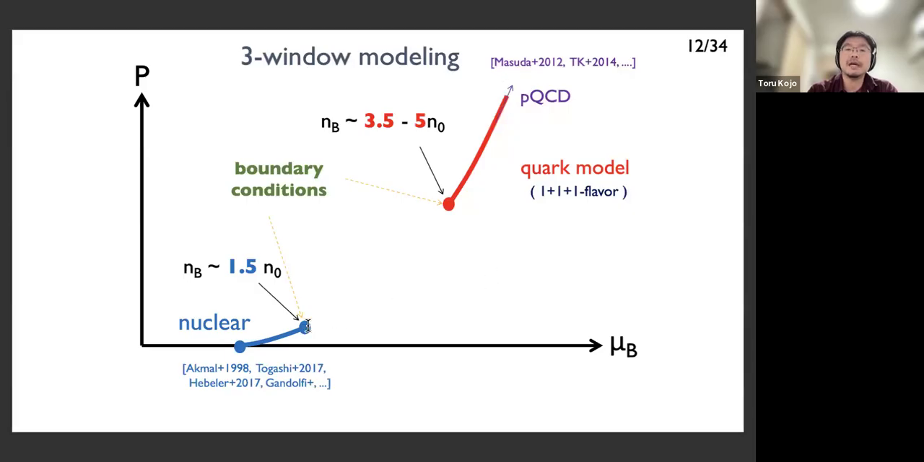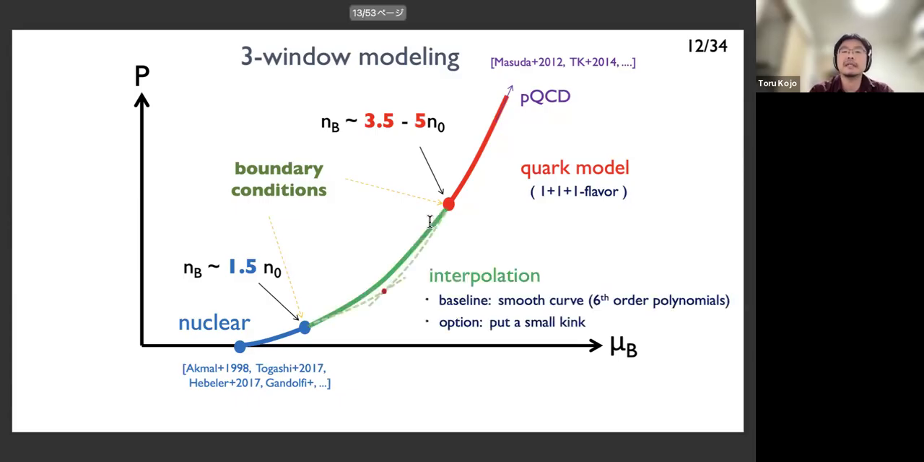Having these two boundaries, we use these two equations of state just as boundary conditions, and then consider many possible interpolating curves. We make this interpolation smoothly, so we require the pressure and its first and second derivatives to be smooth at each boundary. Therefore we have 6 boundary conditions, so we use a 6th order polynomial with 6 boundary conditions. Therefore each coefficient can be determined completely.